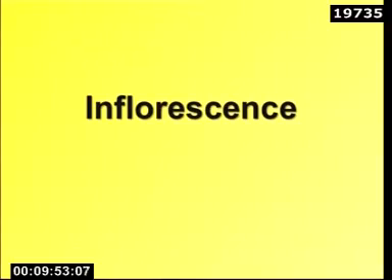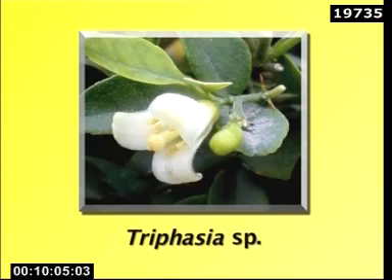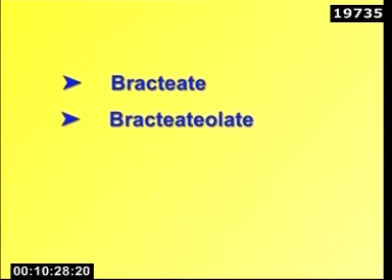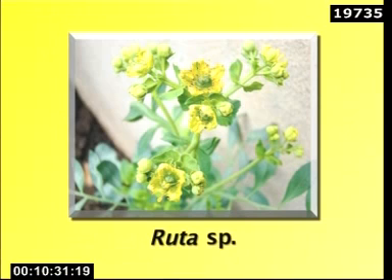The inflorescence which we find in the members of family Rutaceae is usually cymose, sometimes axillary or terminal solitary, as we can see in Triphasia, or it can even be racemose, as we can see in Atalantia. The corymb, panicle or raceme inflorescences are also found in the members of family Rutaceae. If we talk about the flower, the flowers in family Rutaceae are usually bracteate, bracteolate, as we can see in Ruta, or they can be ebracteolate as well.